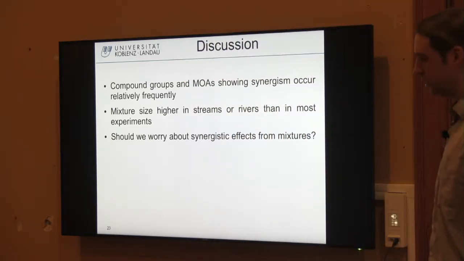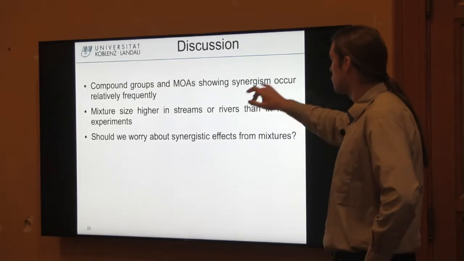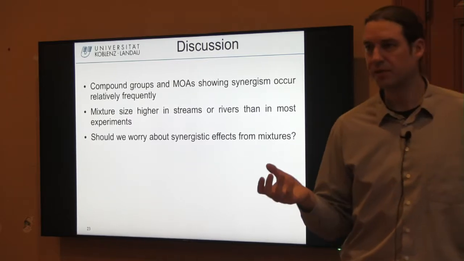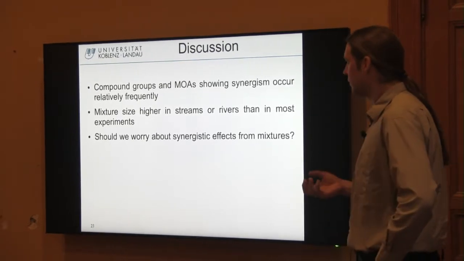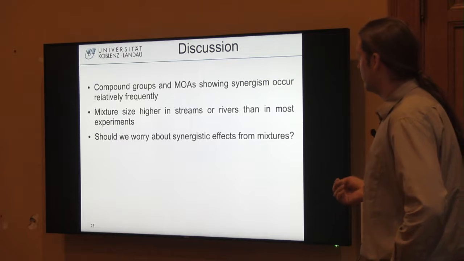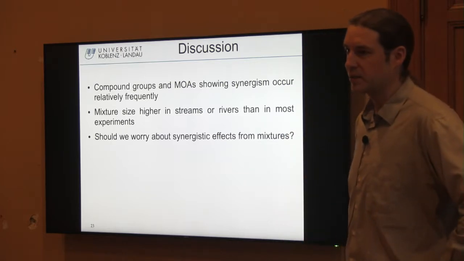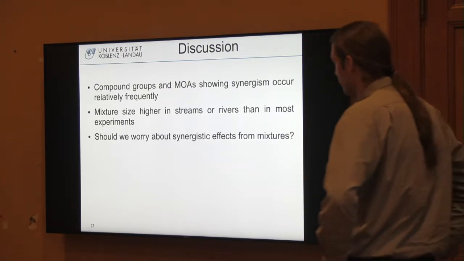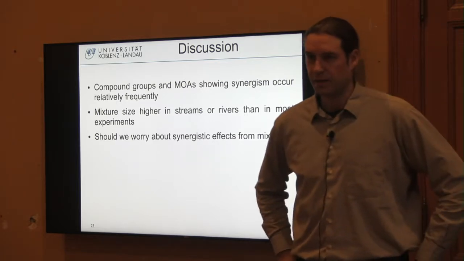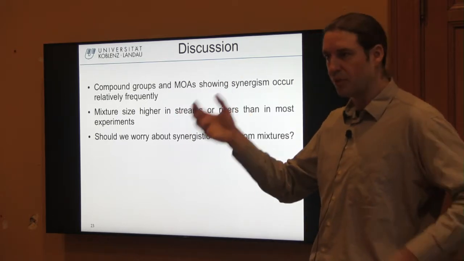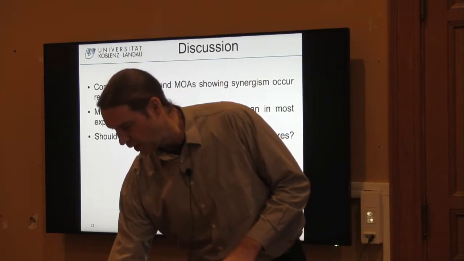So to conclude a little bit on this, the compound groups and modes of action that show synergism and that cause some troubles for predicting joint effects, they occur relatively frequently, or co-occur relatively frequently. The mixture size in streams and rivers is much higher than in the typical experiments. So the question arises, should we worry about synergistic effects from mixtures? The picture I portrayed so far is probably that we have an issue here, and in the following I want to dwell a little bit on that.